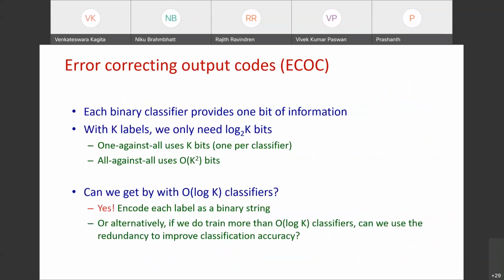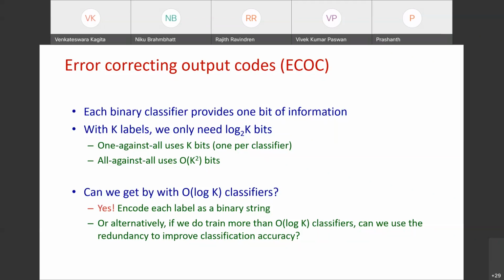Right. So the next one is error correcting output codes. For the binary tree-structured SVM, we need to learn order of k classifiers. At testing time, we are reducing it to order of log k base 2 to test. But at the time of training, we are still learning k minus 1 classifiers. Can we reduce it? Yes, we can reduce it using error correcting output codes SVM. Each binary classifier provides one bit of information here, and with k labels, we only need log k base 2 bits.